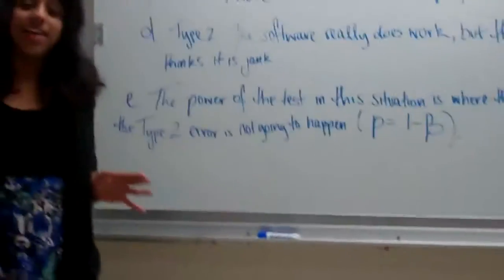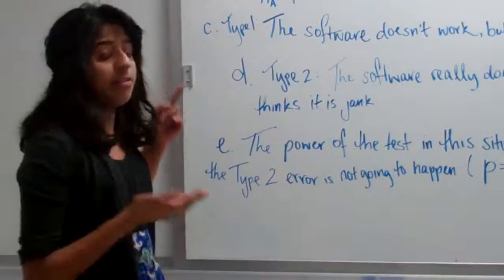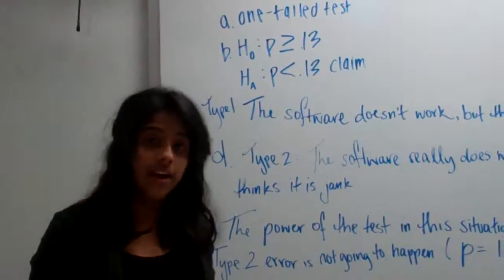Okay. So the power of the test in this scenario would be the probability that the software does work and the professor does buy it.